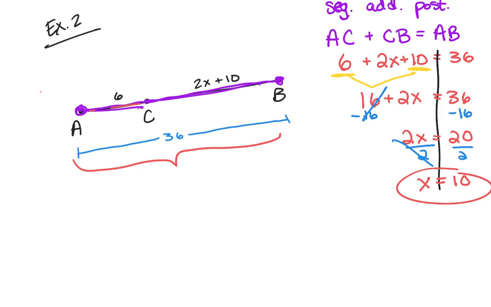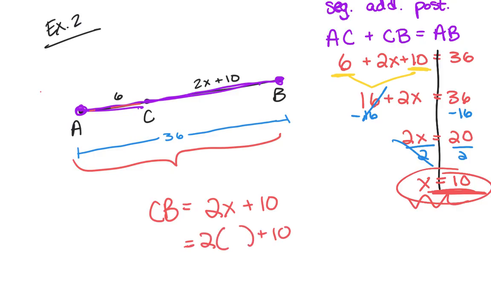So x equals 10. I didn't really give very good directions on this problem. I didn't tell you whether to find x or to find the distance from C to B. So we know x is 10. If I did tell you to find CB, well, CB is 2x plus 10, and you know that x is 10, so you could substitute. We said x was 10, so plop it in there. 2 times 10 is 20, plus 10 makes 30. So the distance from C to B was 30 units.